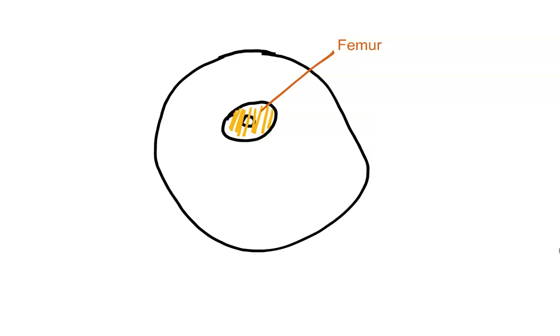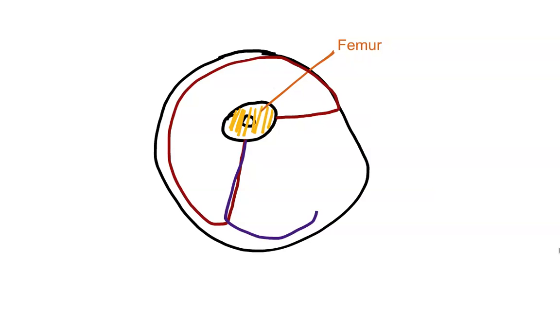The thigh is divided into an anterior compartment, posterior, and medial. The posterior compartment of the thigh contains the hamstrings, extensors of the hip, and flexors of the knee.